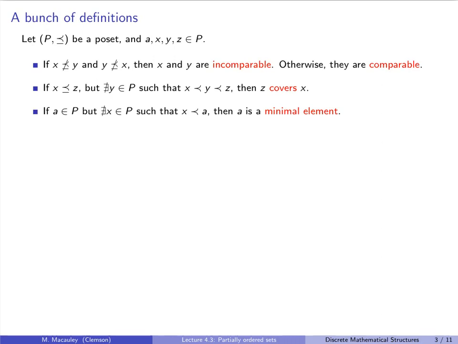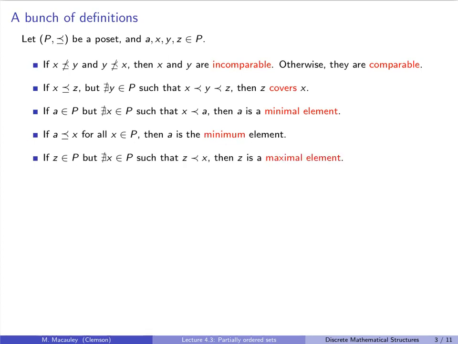If A is in P, but there is not an element in P strictly less than A, then we say A is a minimal element. A similar concept is that of a minimum element. And this is an element that is smaller than everything. So if A is less than or equal to x for all x in P, we say that A is the minimum element, and emphasize the versus a. We can only have one minimum element, but we could have many minimal elements. And again, I'm going to give an example shortly.